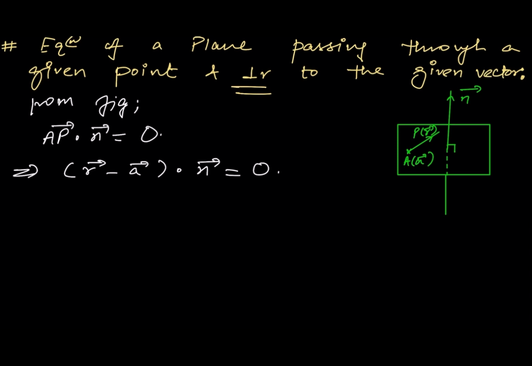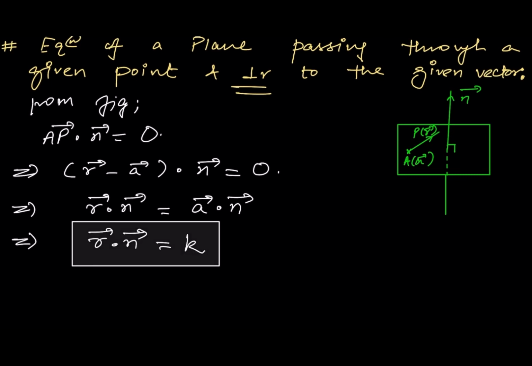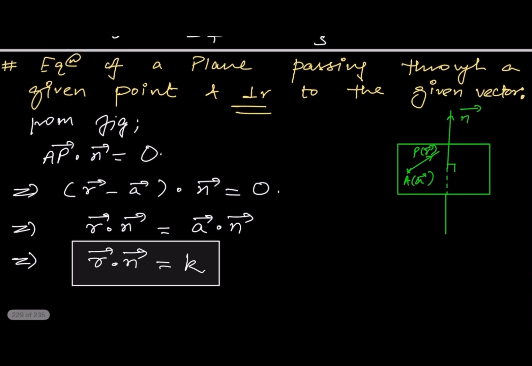Or you can write r vector dot n vector is equal to a vector dot n vector, and a vector dot n vector is a scalar quantity. We can write it as some k as well. So r vector dot n vector is equal to k, right? So this is the equation of plane in vector form. So it is a vector equation of plane.